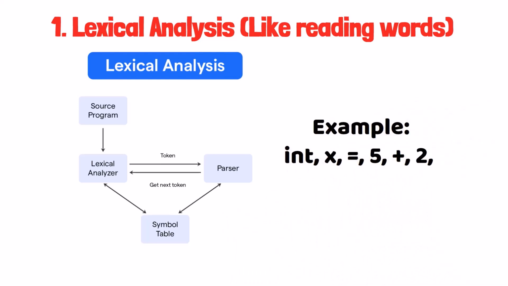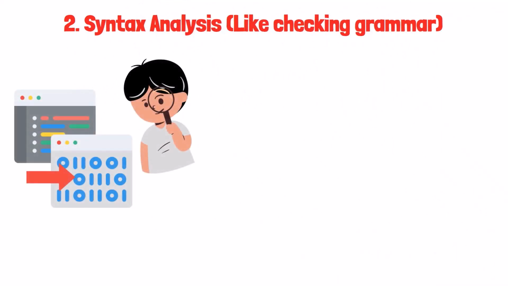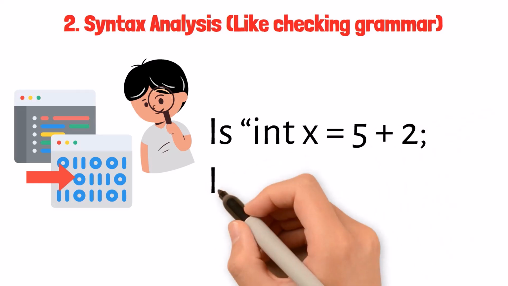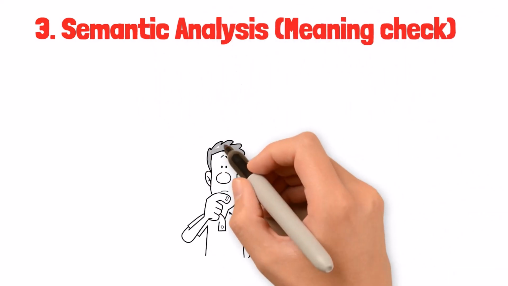2. Syntax analysis, like checking grammar. It checks if the code sentence makes sense. Is int x = 5 + 2 correct? Yes. Is int + = x 5 2? Nope. 3. Semantic analysis, a meaning check. It asks, do the variables and operations make sense together?